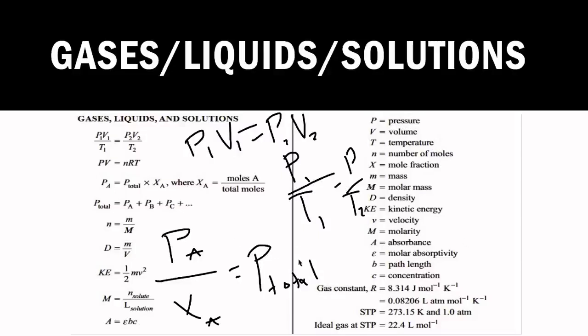Oh, and also, not sure if I mentioned this, but make sure you use the correct units for the gas constant. Most of the time, you're probably going to be using 0.08206, because you are using volume in liters instead of joules, but just make sure you're paying attention to those units, because they could trip you up.